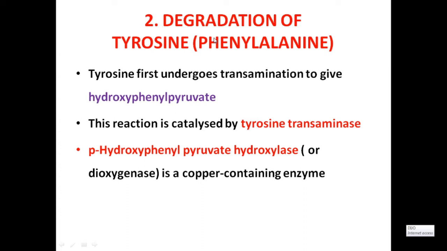And the second one, degradation of tyrosine, the metabolism of tyrosine. Various steps are available here. The first one, tyrosine undergoes transamination. The amino group is transferred to give hydroxyphenyl pyruvate. This is the first step.